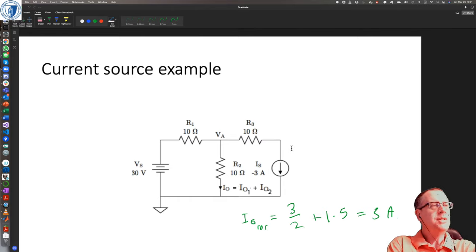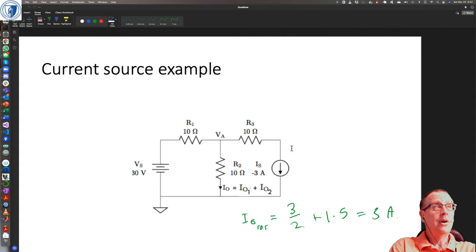most of the questions I'm going to ask you to solve using superposition can be solved using other techniques. They can be solved using mesh analysis or nodal analysis. However, if I ask you explicitly to solve it using superposition, I want you to solve it using superposition. You know, the aim is for you to show me that you understand superposition, not necessarily that you can solve the circuit.